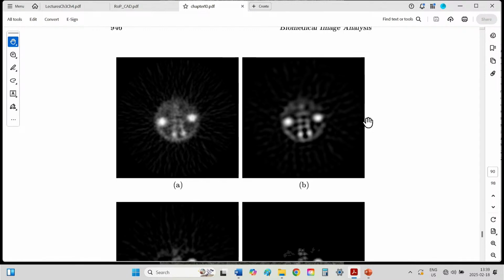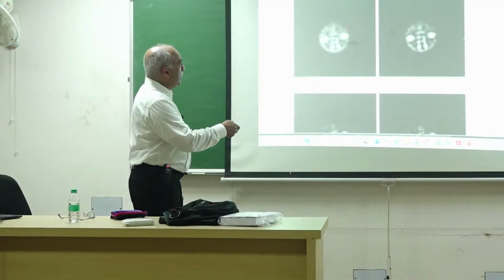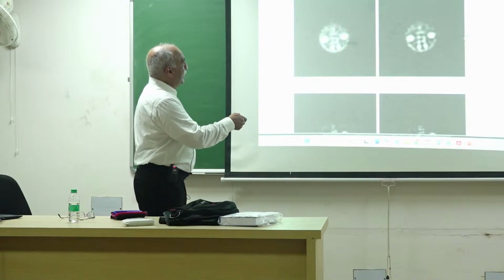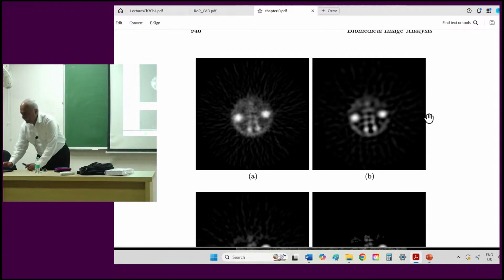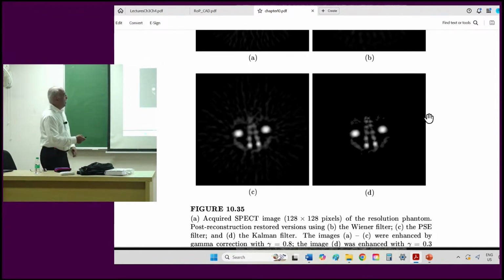You don't see these at all. They're all blurred out and lost in the noise. There are two big tubes here, and there are multiple tubes here in pairs. After restoration, you start seeing some, and then some more. 1, 2, 3, 4, 5, 6 pairs of tubes. And it's cleaner.